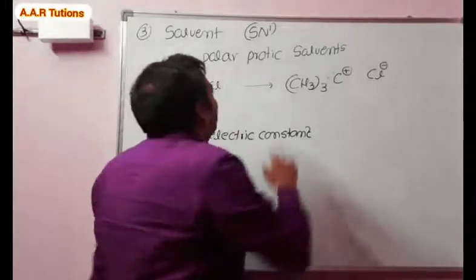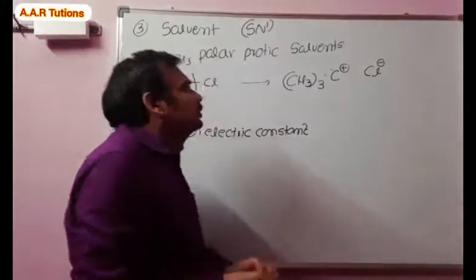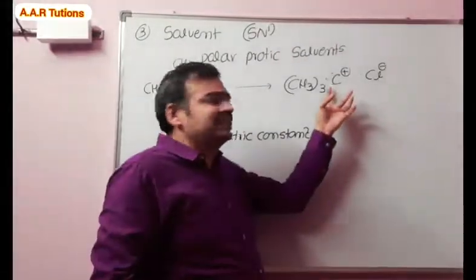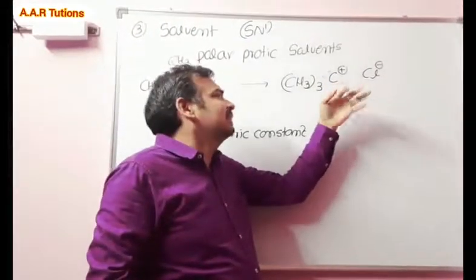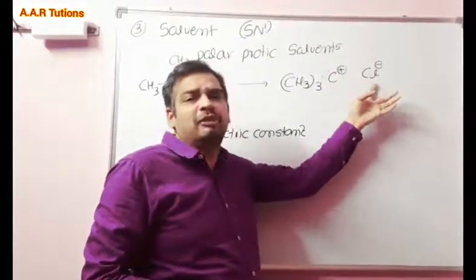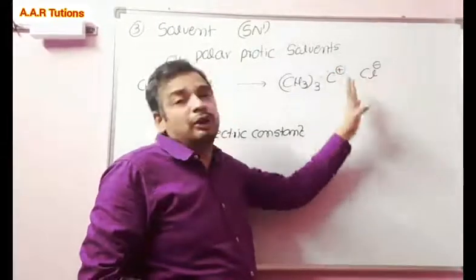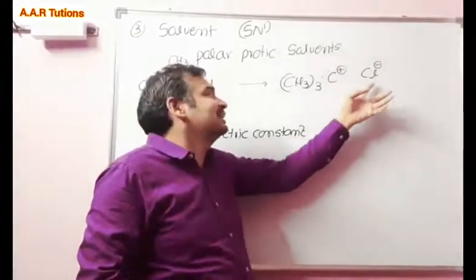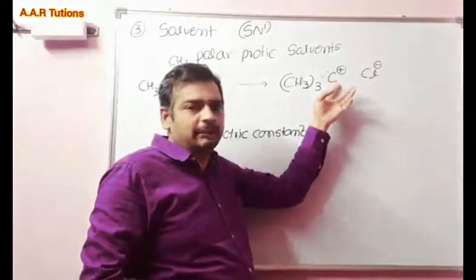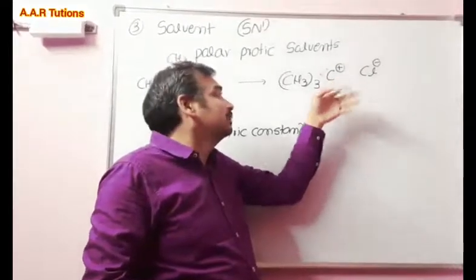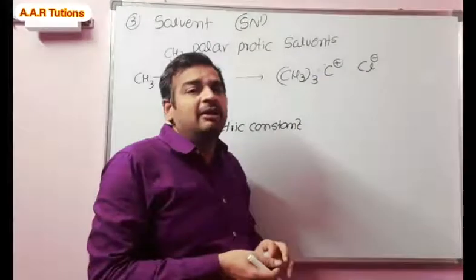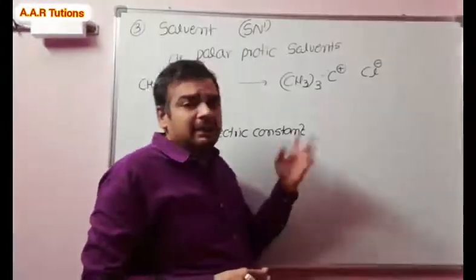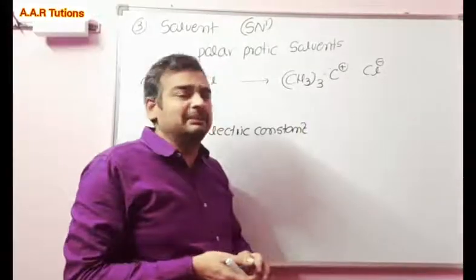Now coming to the protic solvent. We discussed that in the first step, the rate determining step, the carbocation is formed as an intermediate. In the first step itself, Cl minus is also formed as a nucleophile. But this Cl minus is not attacking this carbocation. In the next step, water is attacking this carbocation. Why is water attacking the carbocation? Why not Cl minus?